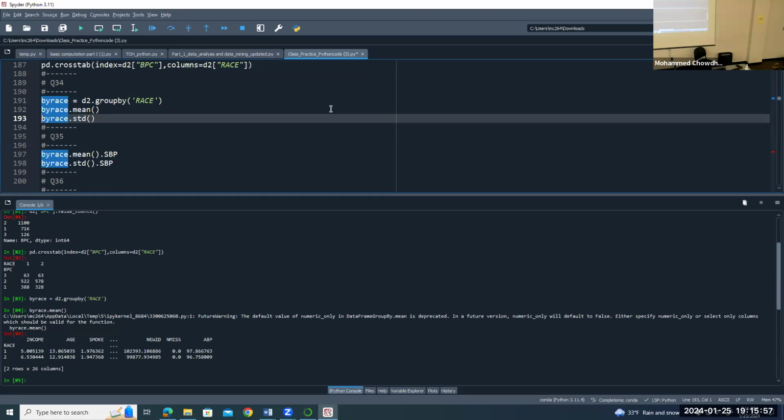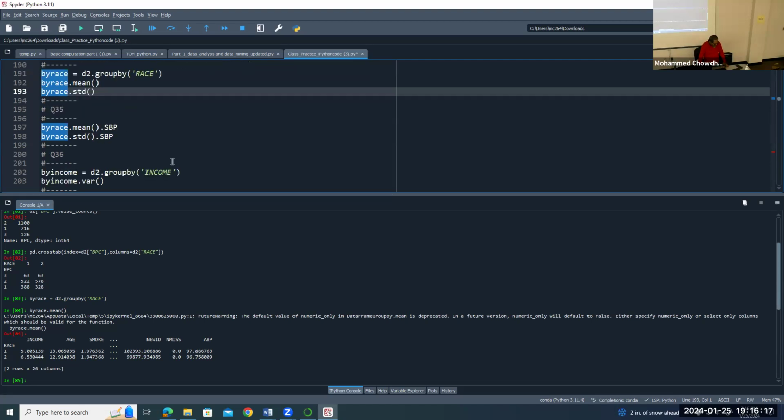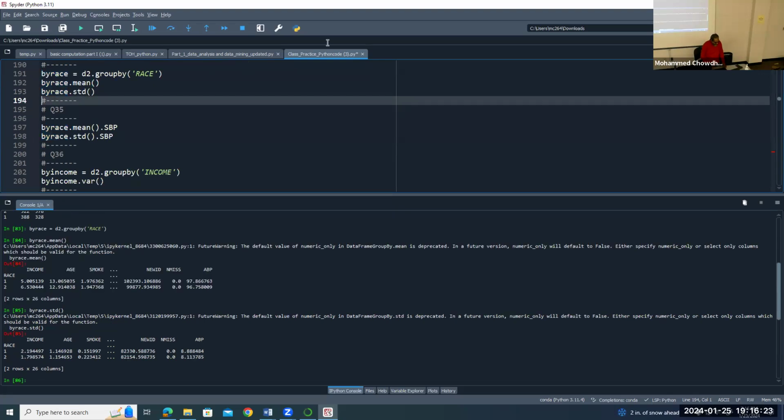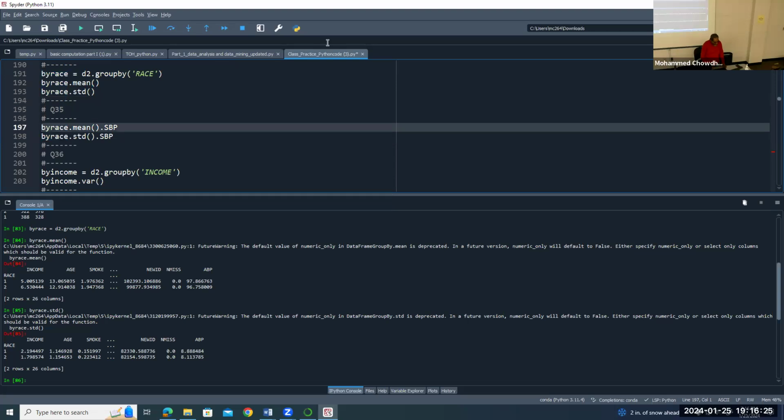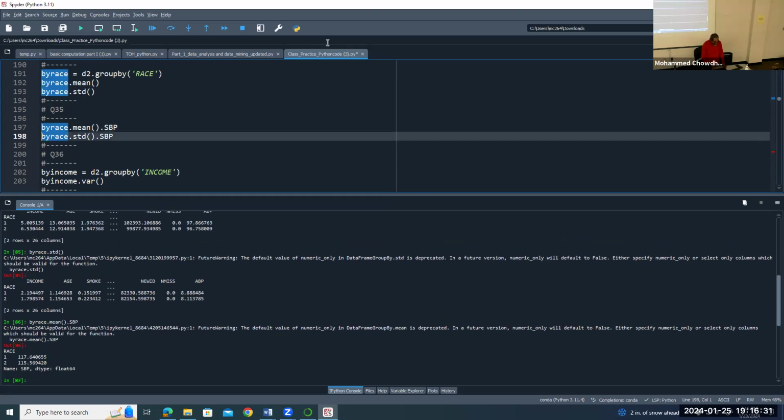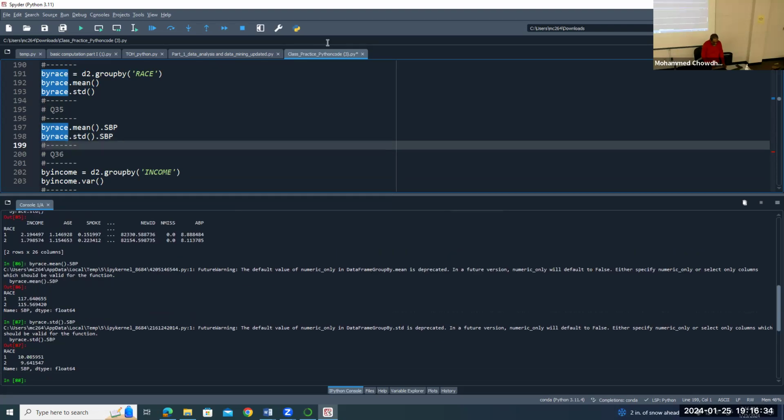You're getting it, right? So I want to find the mean for each variable of the data frame corresponding to two levels of the race variable. Similarly, this is the standard deviation we found. By race, we want to find the mean of only one variable. By race, we want to find the standard deviation of only one variable. That is question number 35.